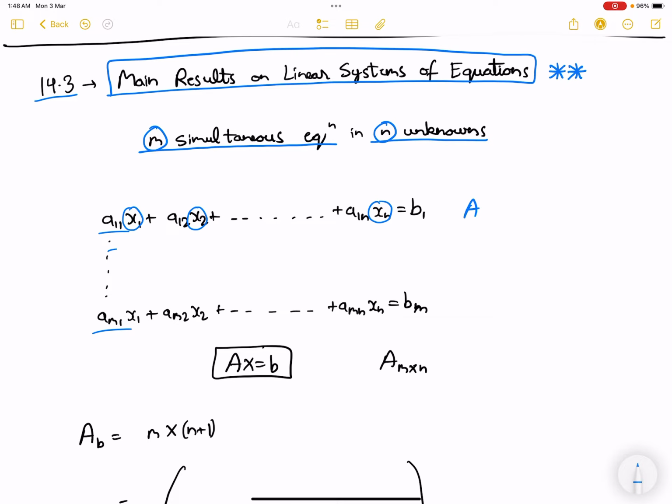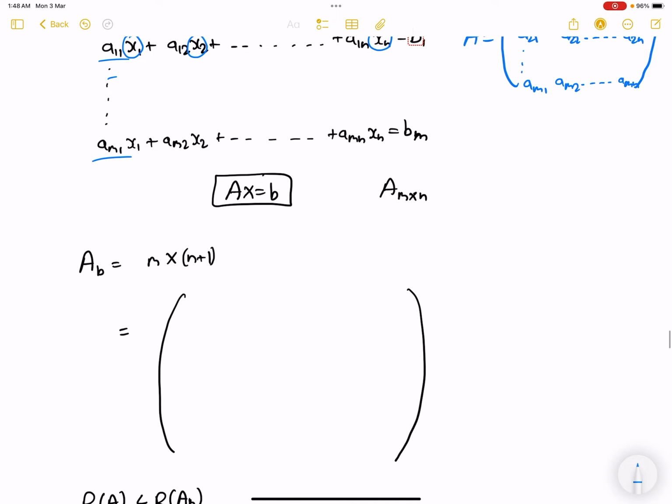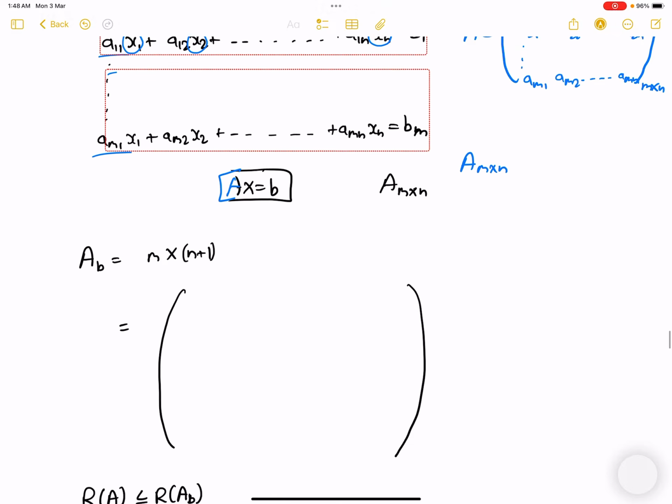So the A matrix would be the coefficient matrix: A11, A12 till A1n, then A21, A22, till A2n, and so on till Am1, Am2 till Amn. Okay. So the system of equations can be written in this form: AX equals B. Now A is an m cross n matrix. We can observe from here as well, m rows and n columns.